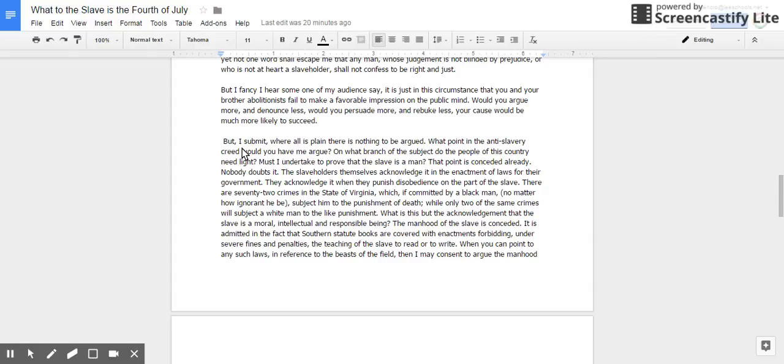And here's some more rhetorical questions that I think are important. What point in the anti-slavery creed would you have me argue? On what branch of the subject do people of this country need light? Must I undertake to prove that the slave is a man? So the rest of this paragraph, he acknowledges that the vast majority of people, based on the laws, based on the way slaves are treated like people who can think, because they're punished according to laws that they break. And if you're not a person, then you're not punished according to laws, but slaves are.